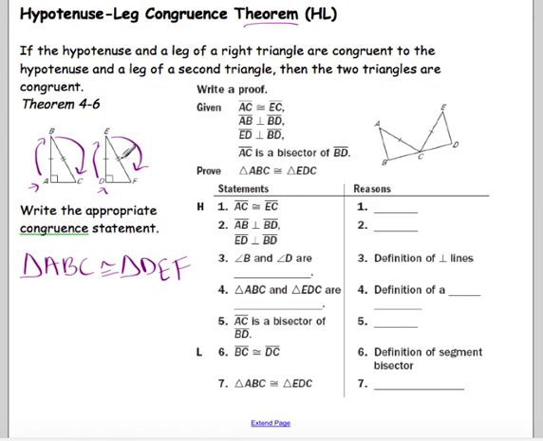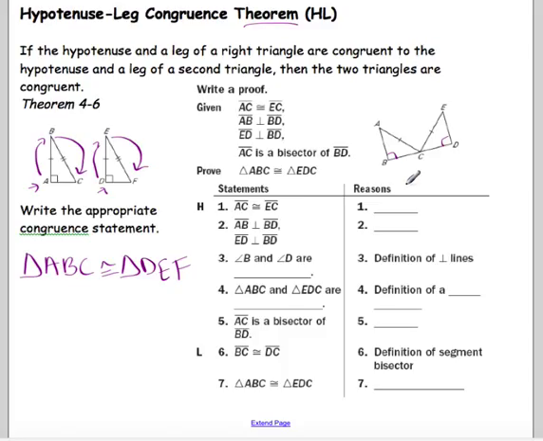Again, they face the same direction in this picture, makes it easy to do, but later it will be harder to do. Over here, they gave me that AC is congruent to AC. They gave me some perpendicular lines. Remember that perpendicular lines give you right angles, so AB perpendicular to BD gives you a right angle here, and ED perpendicular to BD gives you a right angle right there.